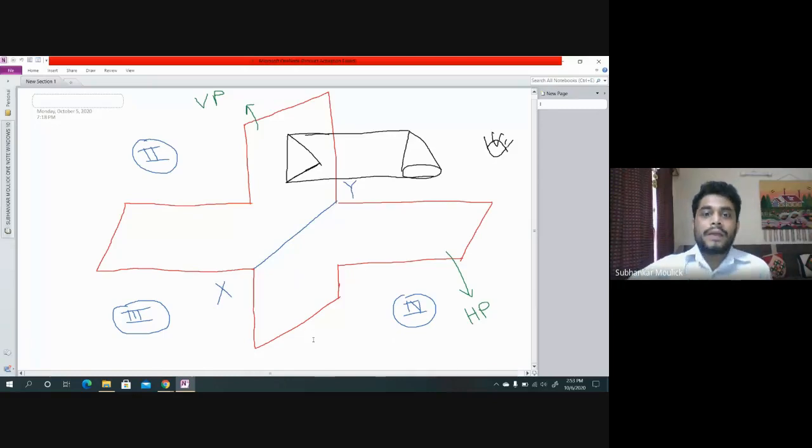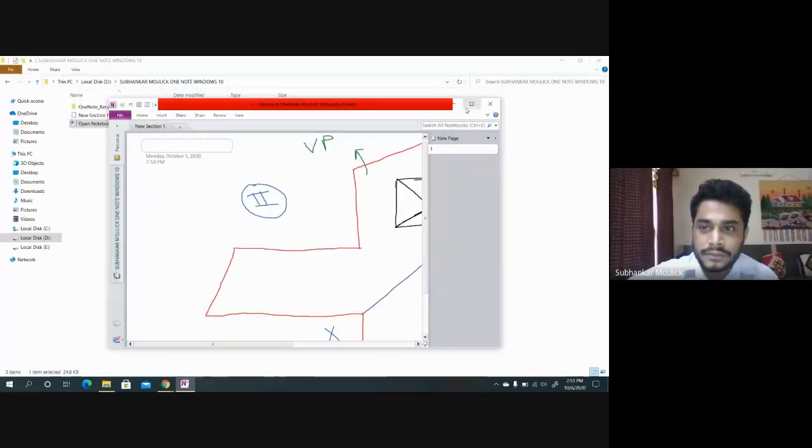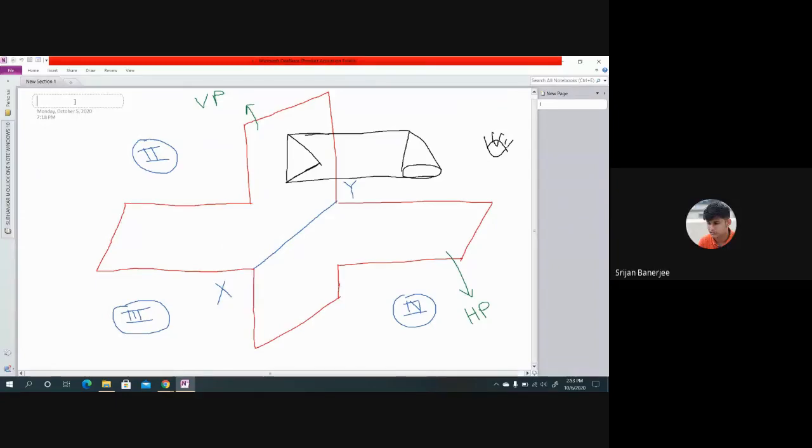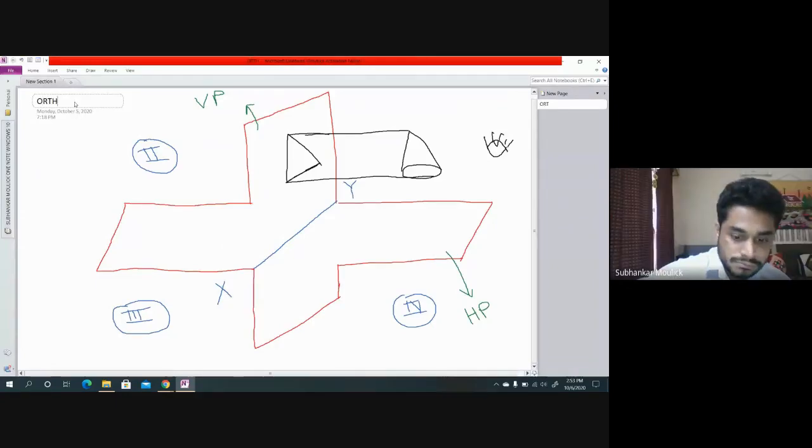Okay. Now, can you see this diagram? Can you see this diagram? Yes, sir. Okay, it's visible.